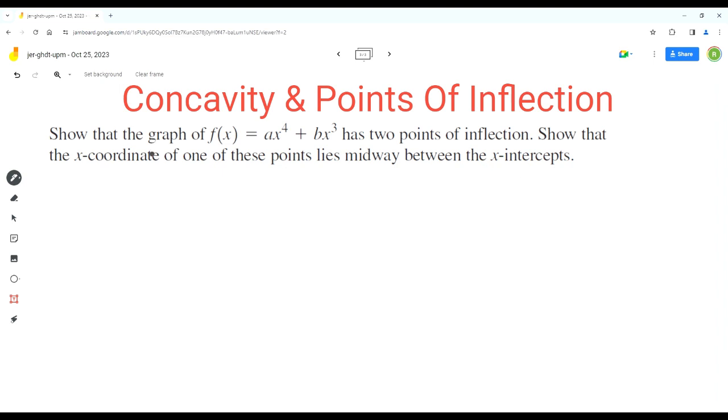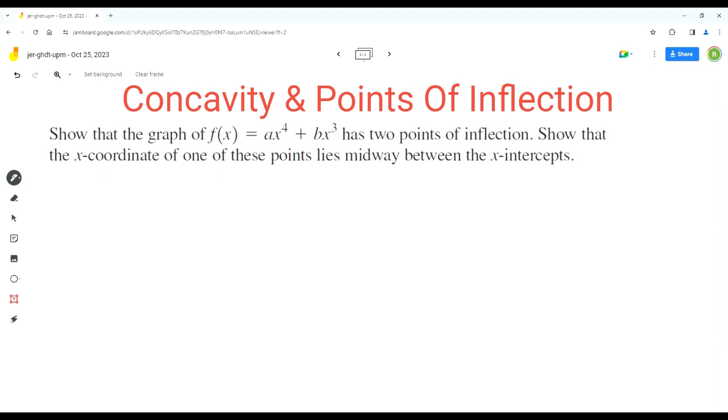So let's start with the first part. Show that the graph of f(x) equals ax^4 + bx^3 has 2 points of inflection. So points of inflection are points at which the second derivative of the function is equal to 0. So we'll have to find the second derivative of this given function. So we'll start with the first derivative.